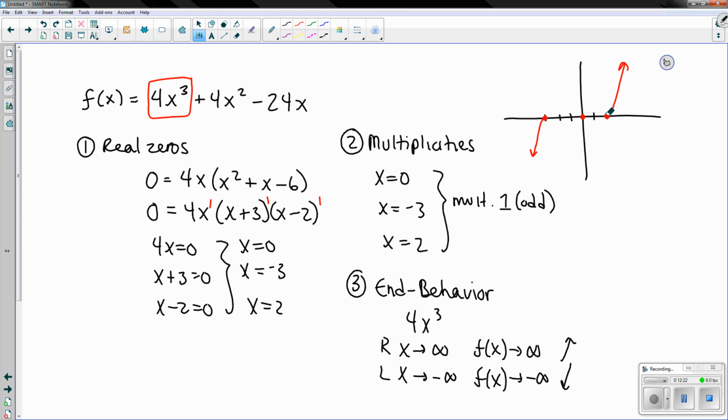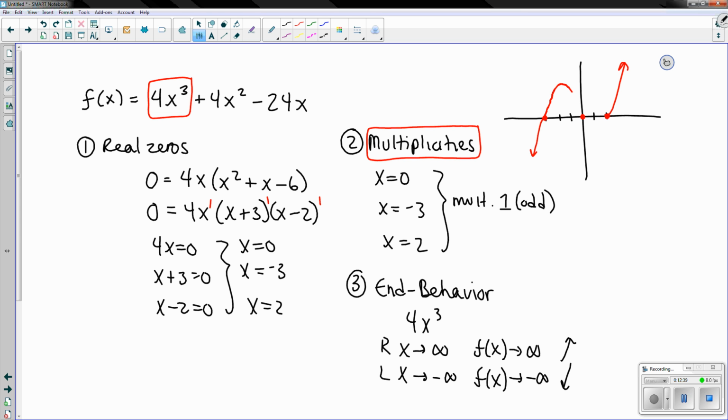Now, what to do at the actual zeros is going to be dictated by our multiplicities. So with odd multiplicity at each zero, we expect to cross over. So when I cross over this first zero, I don't know how high it goes, and I don't know where it turns around.